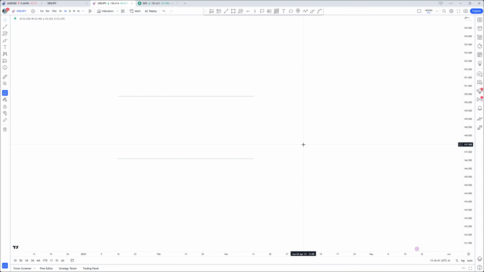We are going to be touching on liquidity pools. A very interesting topic, and this is very important for you to understand because this is the basics of why our strategy works and how the market operates.